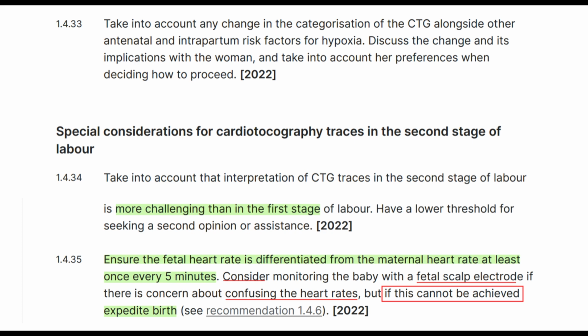Special considerations for cardiotocography traces in the second stage of labor. Take into account that interpretation of CTG traces in the second stage of labor is more challenging than in the first stage of labor. Have a lower threshold for seeking a second opinion or assistance. Ensure the fetal heart rate is differentiated from the maternal heart rate at least once every 5 minutes. Consider monitoring the baby with a fetal scalp electrode if there is concern about confusing the heart rates, but if this cannot be achieved, expedite birth.